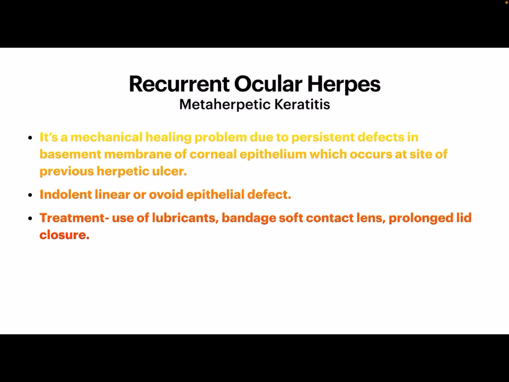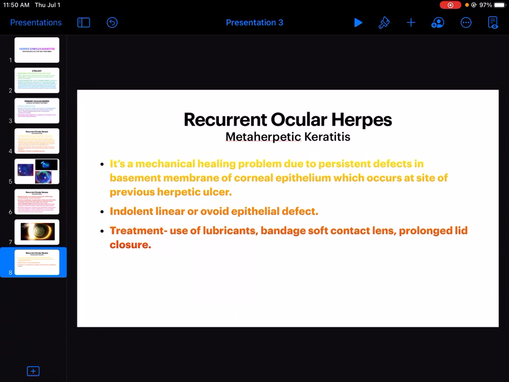So we use lubricant, soft bandage contact lens, and prolonged eyelid closure. So the lid can be brought together and made to close. So that is all about herpes simplex keratitis.